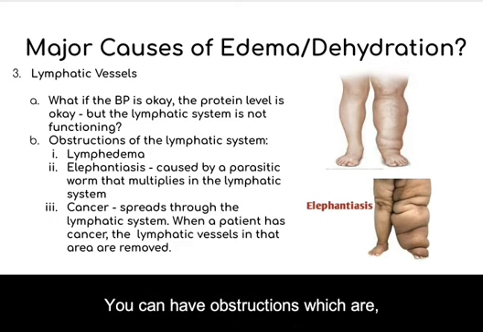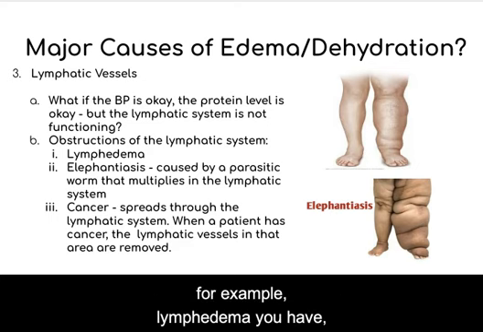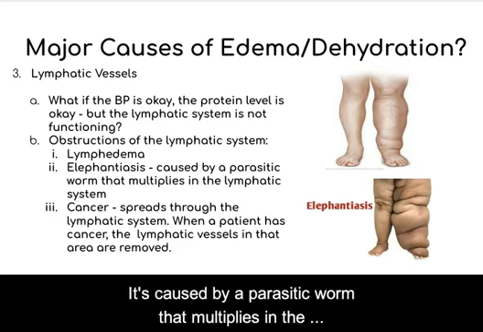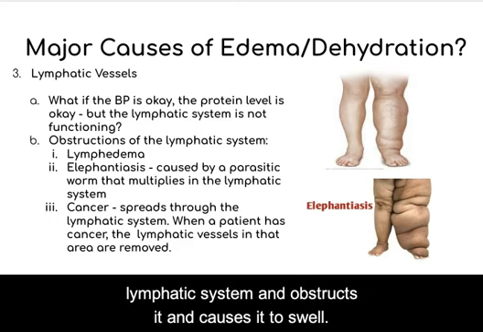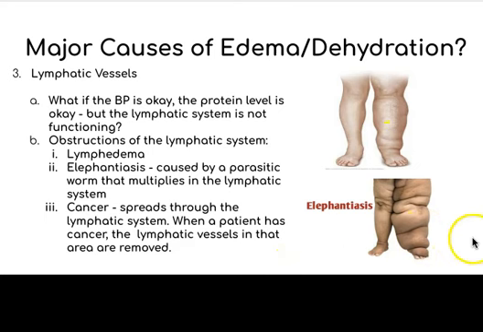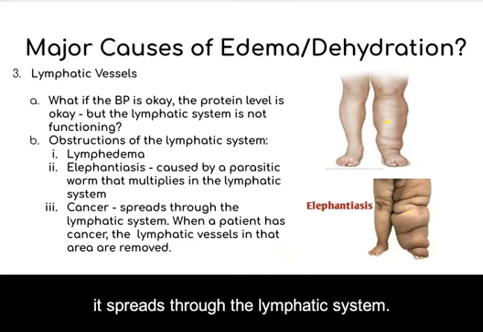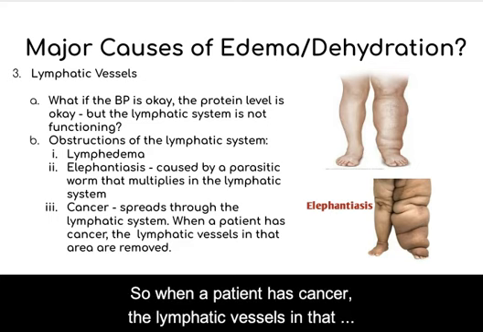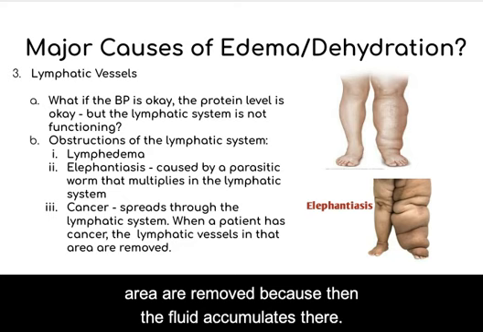You can have obstructions, for example lymphedema. You have elephantiasis. It's caused by a parasitic worm that multiplies in the lymphatic system, obstructs it, and causes it to swell. You can see a picture right here. Cancer also spreads through the lymphatic system. So when a patient has cancer, the lymphatic vessels in that area are removed, and then the fluid accumulates there.